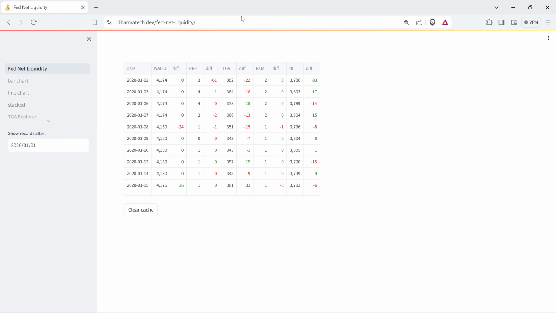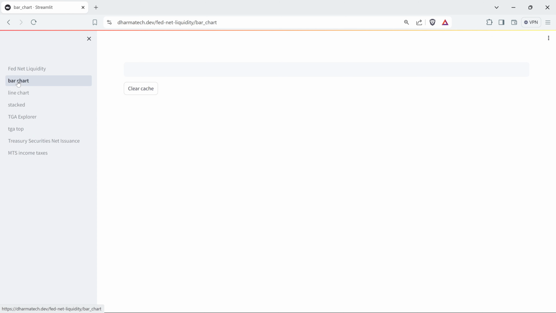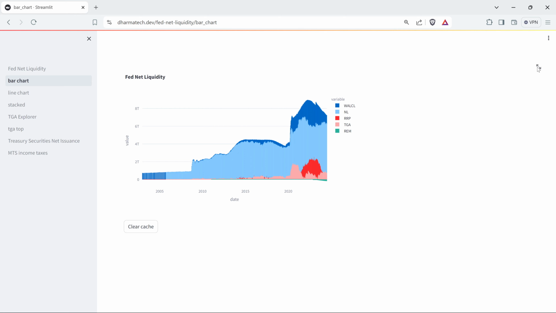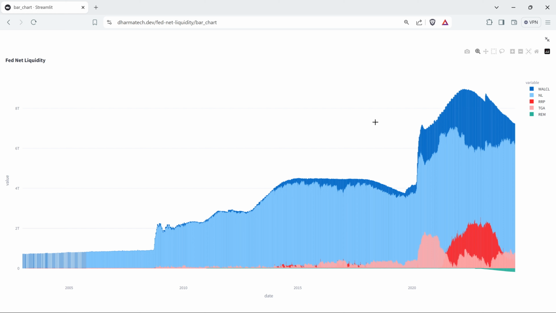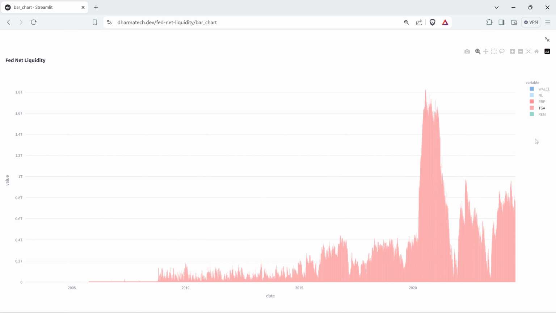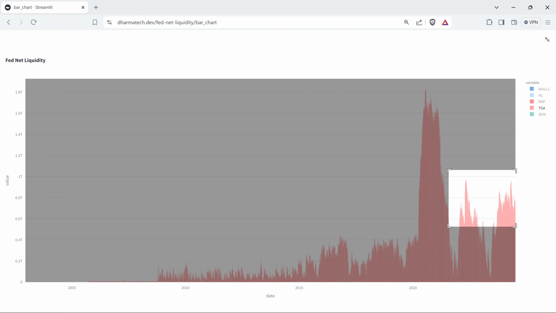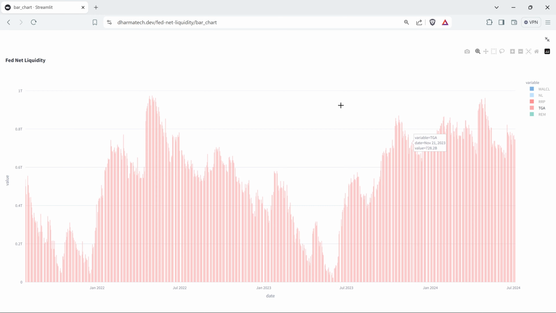If you want the daily update, again, you can go to the same Fed Net Liquidity dashboard, and there's various charts on here. For example, we can do the bar chart. I'm going to maximize this one, and I'm going to isolate it down to just the TGA by double-clicking on that. Now that we've got just that, I can zoom in to get a better idea of what's going on there.